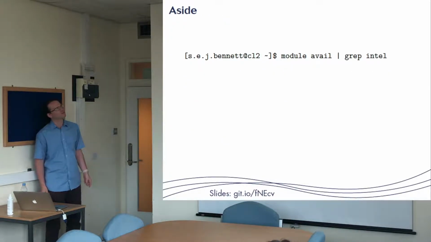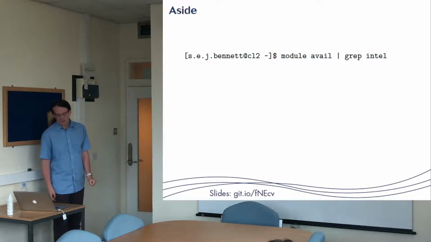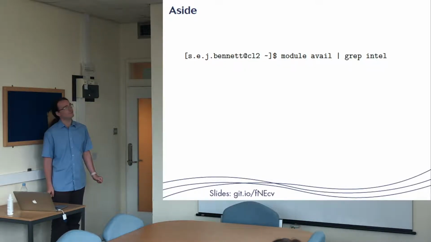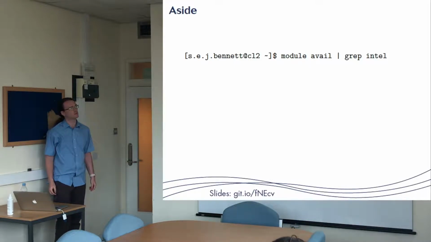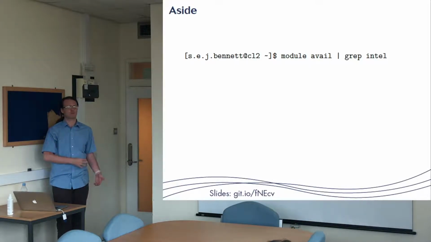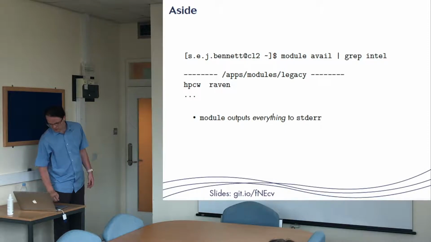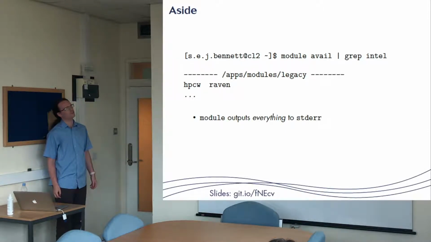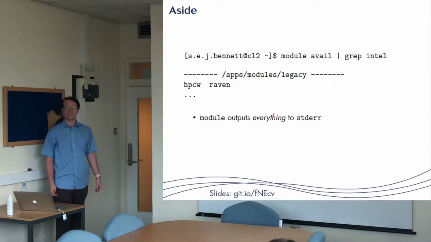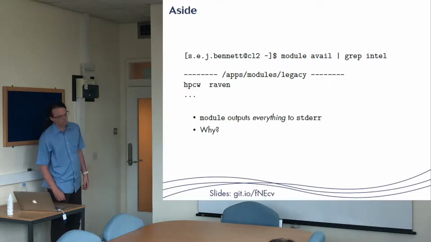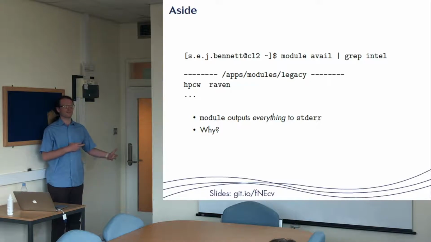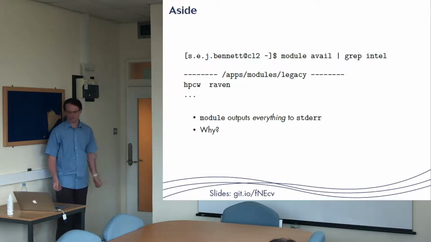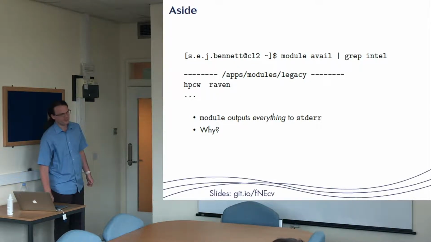So as another aside, you may have noticed, if you've used module, that if you have a very long list of available modules, like the 440 on Supercomputing Wales, you want to use grep to find a particular module. Doesn't work. Grep can't do it because it's outputting everything to standard error. Why? I'm listing something. Why is that an error? Why can't I get that on standard out? The reason will become clear.